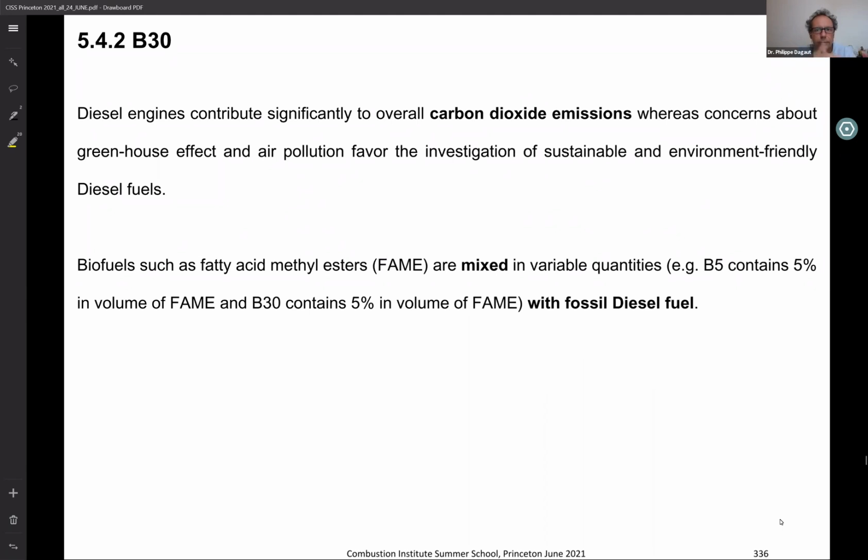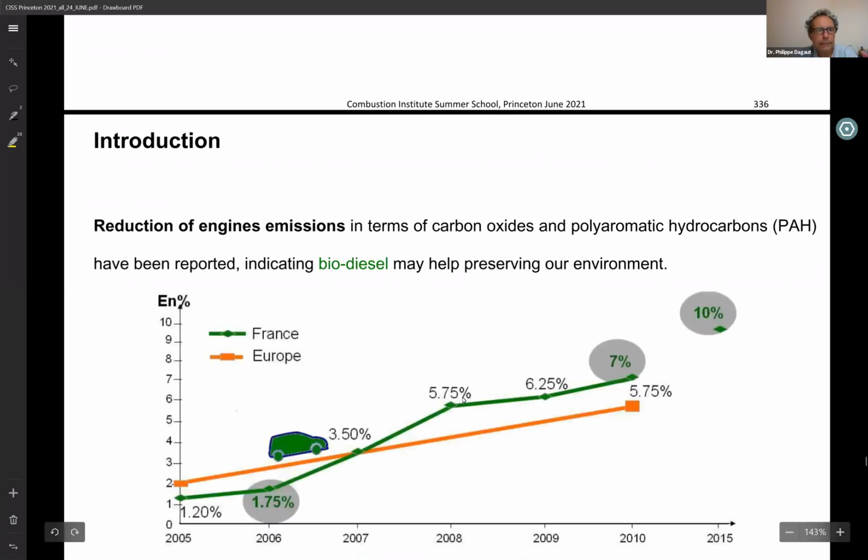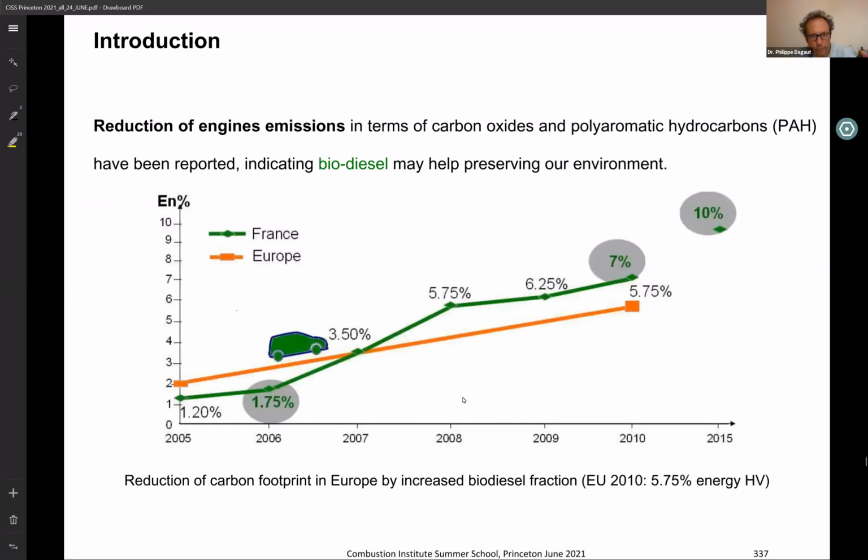For a while, and it's even true today, we mix these methyl esters with conventional diesel fuel, and this could contribute to reduction of fossil carbon dioxide emissions. Typically in Europe, we mix these fatty acid methyl esters at a ratio of about 5% in volume. We considered a higher concentration also in the lab, and I will show you some of our results. This is a graph that shows there will be an increase in percentage of these in different countries in Europe.